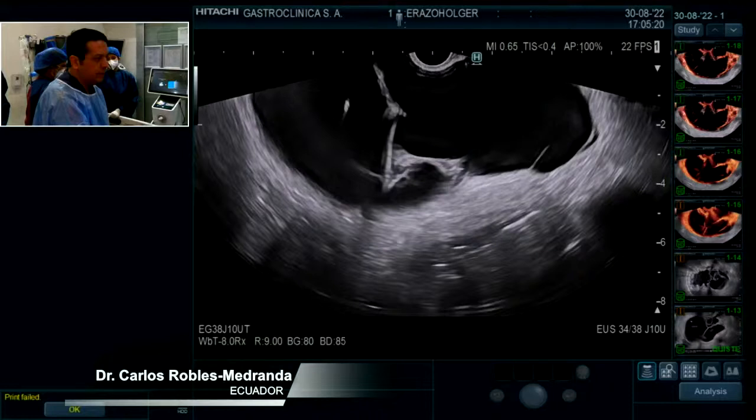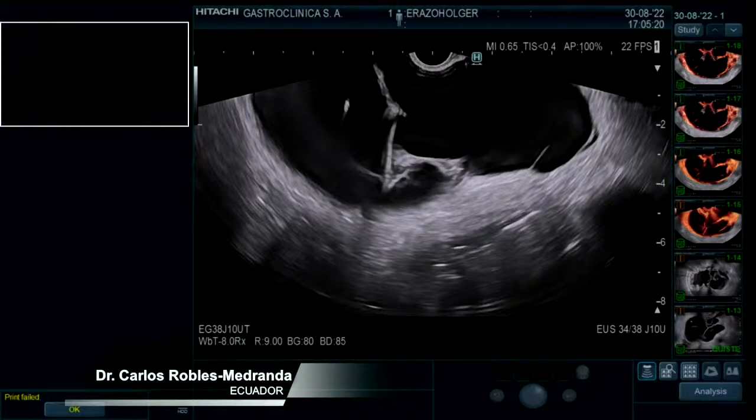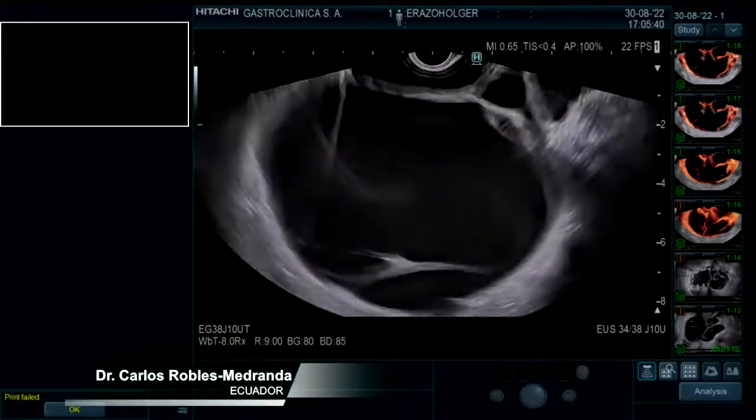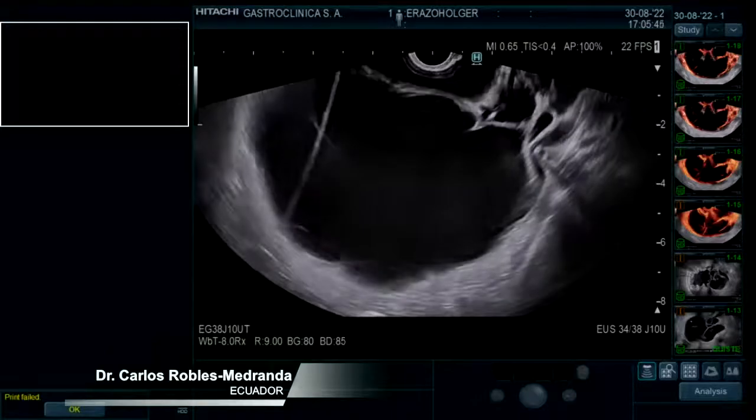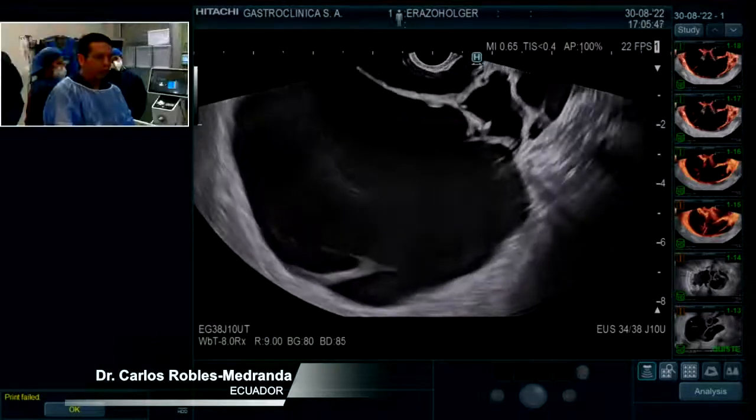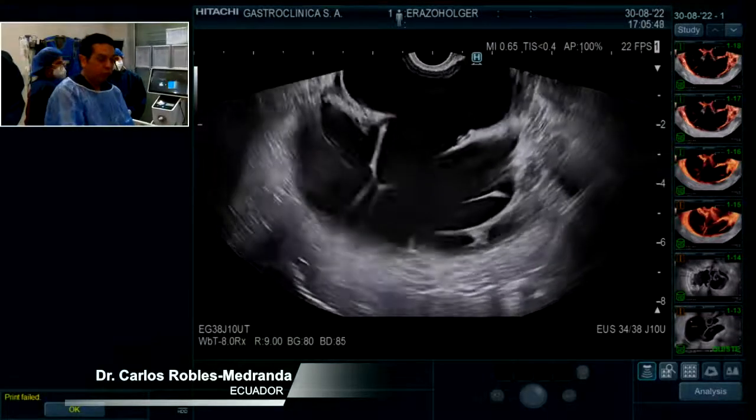And what we have is that sometimes this macrocystic lesion could be many things. It could be serous cystic lesions, mucinous lesions, and could be another kind of lesion. So it's very important to have a very good evaluation before taking any kind of decision with this patient.